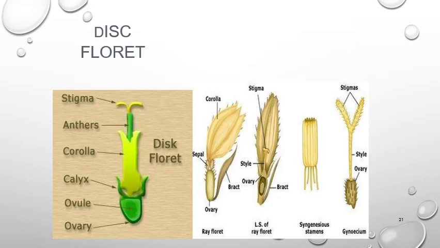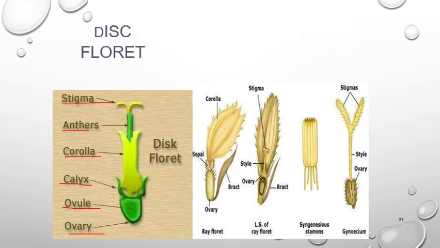So here we have the pictorial view of disc florets. At the base, it contains the ovary. The ovary contains ovules, and this ovary is syncarpous. Then we have the calyx, that is modified into pappus. Then we have the corolla, that converts itself into a tubular-like structure. Then we have the anthers, and then we have a stigma.